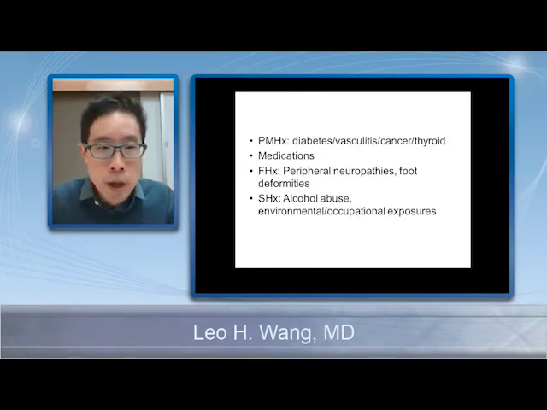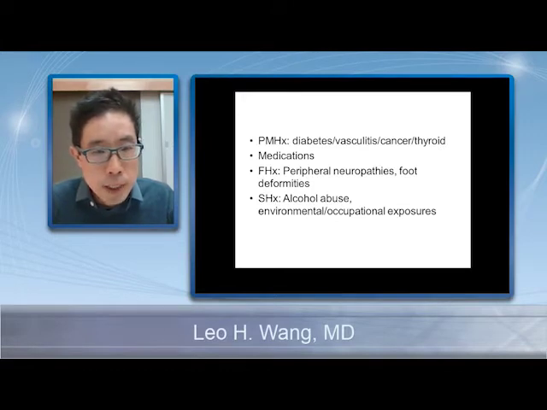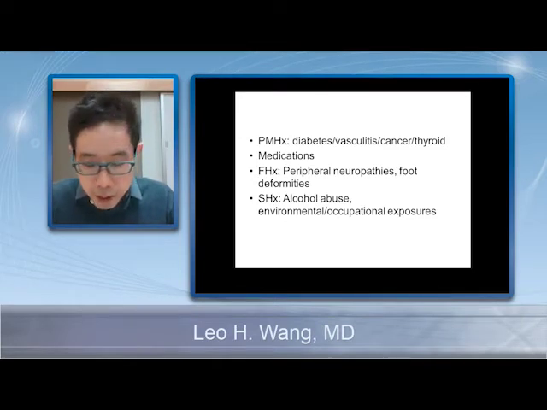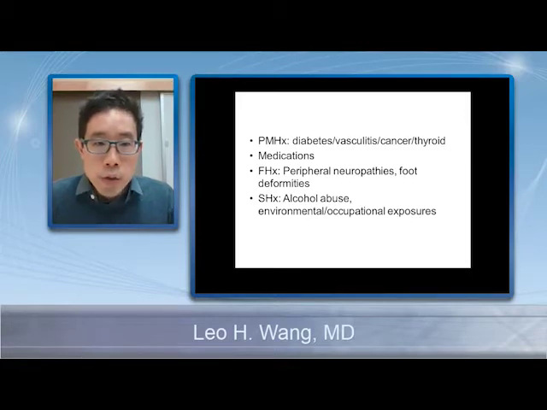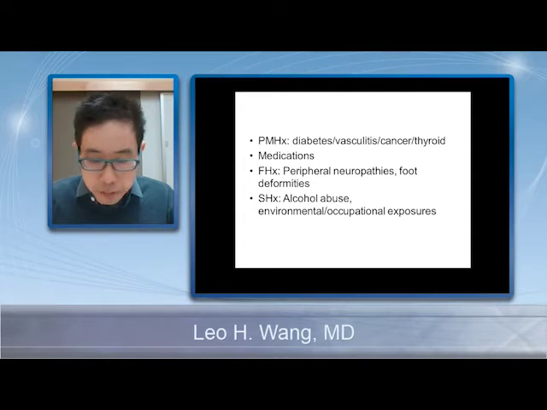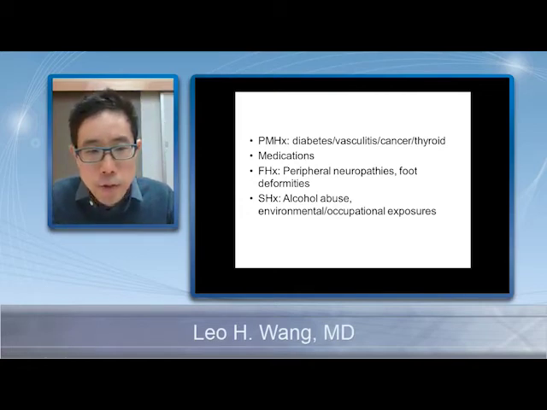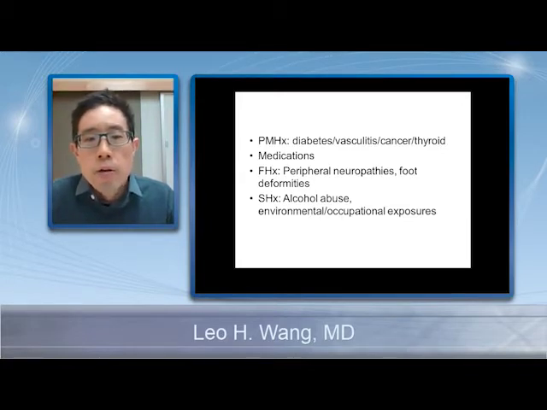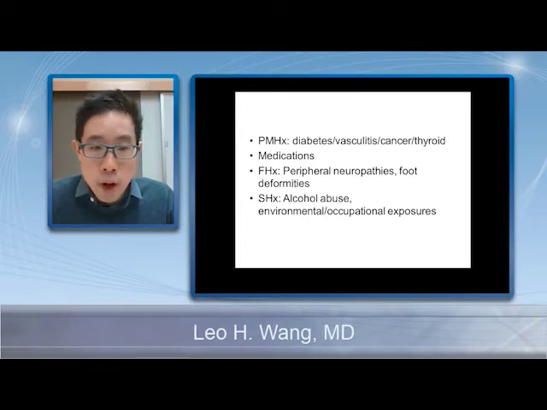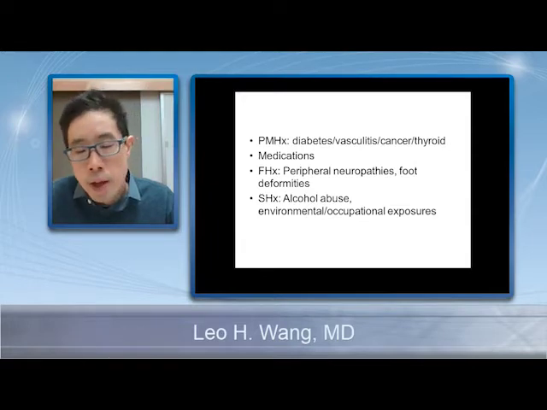In terms of the rest of the history, in the past medical history, I try to pay attention to whether the patient has diabetes, vasculitis, cancer, or thyroid problems. I definitely pay attention to the medications in terms of trying to elicit medications that could be causes of neuropathy. In terms of family history, I pay attention to whether there's history of peripheral neuropathies, foot deformities, or walking problems. If I hear some of those, I try to get more information. In terms of social history, it's important to elicit whether there has been alcohol abuse in the past or currently, and whether there has been any environmental or occupational exposures.